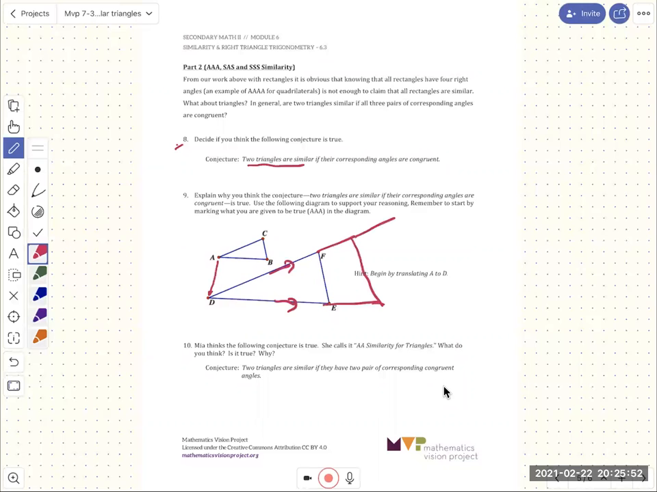And if you recall from our book, remember what we did in our book. We proved that these sides have to be parallel to each other. So we proved that they were parallel.